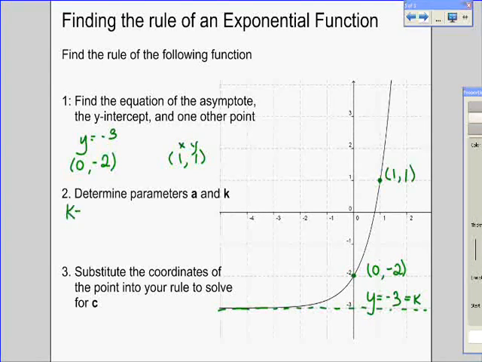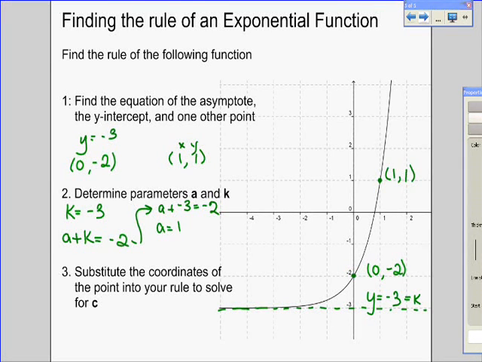Well, we know that k is equal to negative 3. And we know that a plus k is equal to negative 2. So that's going to give us some information here. Let's do a little bit more solving. a plus negative 3 equals negative 2. So a is equal to a positive 1.